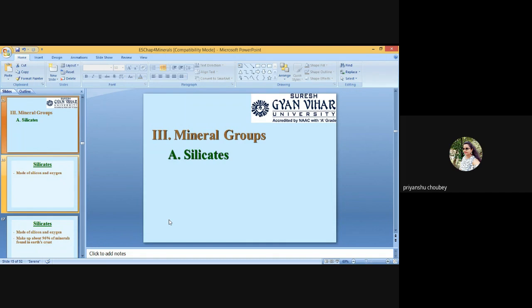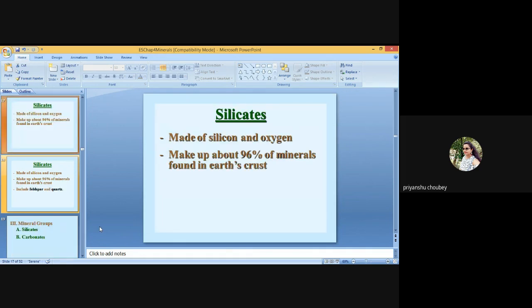It is equivalent to the number of corners of a silicon tetrahedron that share their oxygen with the adjacent tetrahedron. The groups are nesosilicates, sorosilicates, and so on. In nesosilicates there is no silicon-oxygen-silicon linkage. No corner of a silicon tetrahedron is sharing oxygen with any other tetrahedron.